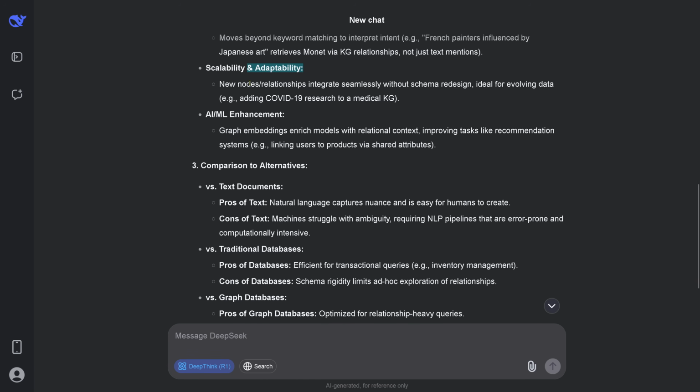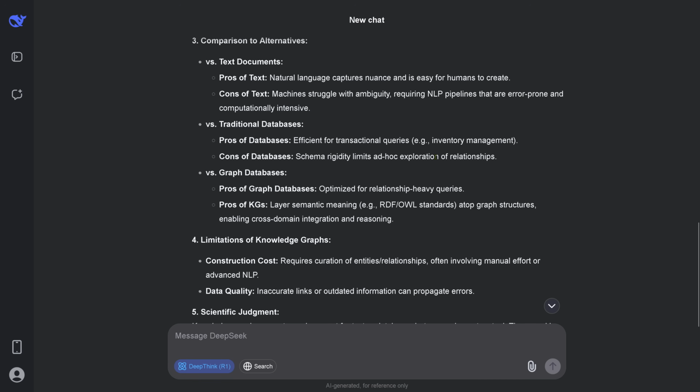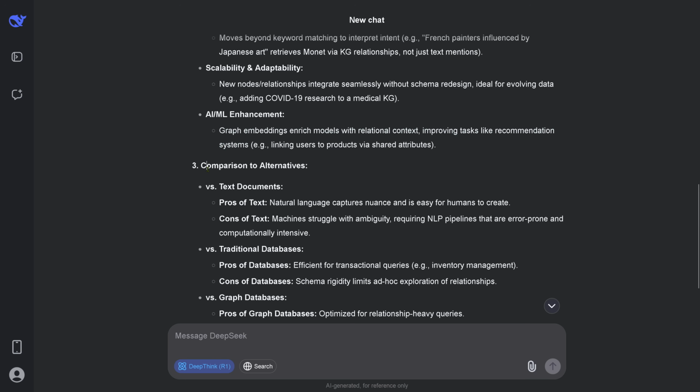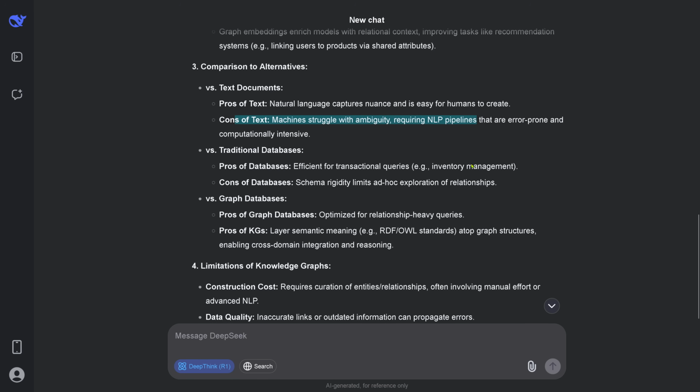Scalability and adaptability. New nodes and relationships integrate seamlessly without a schema redesign, ideal for evolving data. Machine learning graph embeddings enrich the models with relational context, improving tasks like recommendation systems. And then there's a point that's really nice. Comparison to alternatives. So we have knowledge graphs versus text documents. The pro of text: natural language captures the nuances and it's easy for humans to create and read. The cons of text: machines struggle with the human ambiguity, requiring complex pipelines that are error-prone and computationally intensive.